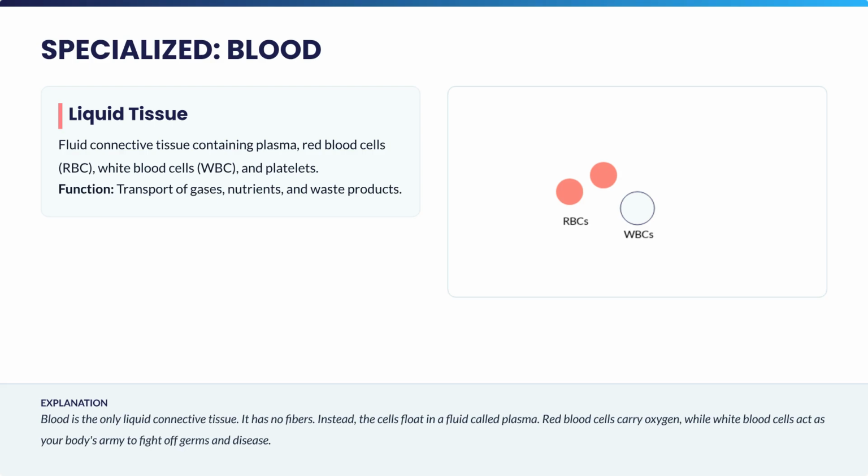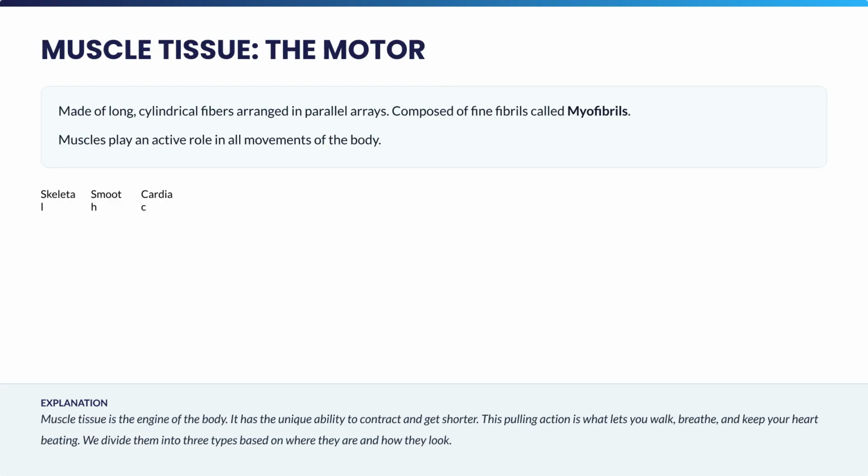It functions primarily in the transport of gases, nutrients, and waste products. Muscle tissue is the body's motor, made of long, cylindrical fibers, called myofibrils. Its unique ability to contract allows for all body movements. There are three types: skeletal, smooth, and cardiac.